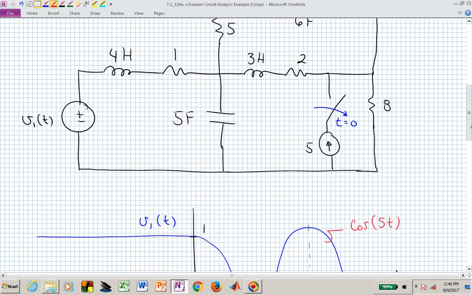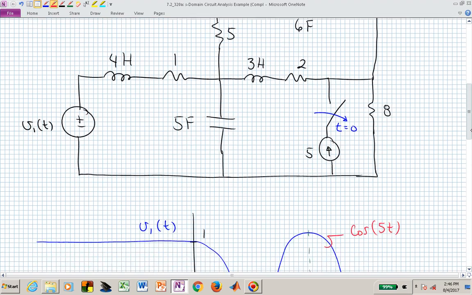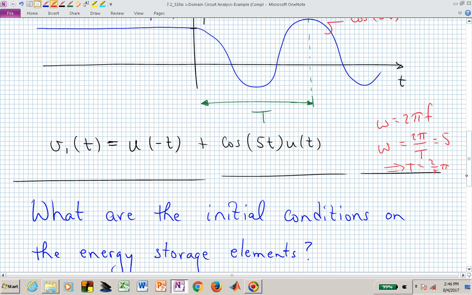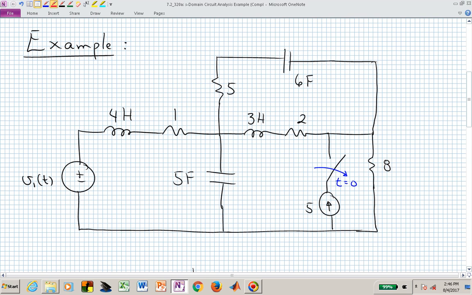So let's now try to identify the initial conditions that exist for each of these energy storage elements. And to do that, let's now redraw this circuit for time less than 0, because it's in a steady state. It's been in that condition for an infinite amount of time. We now know that if we have DC sources, we have our inductors shorting and our capacitors opening. So let's now resketch this circuit with the inductors as wires and the capacitors as open circuits.